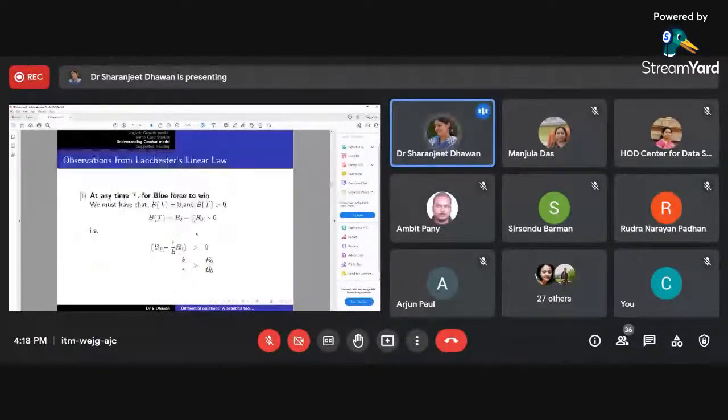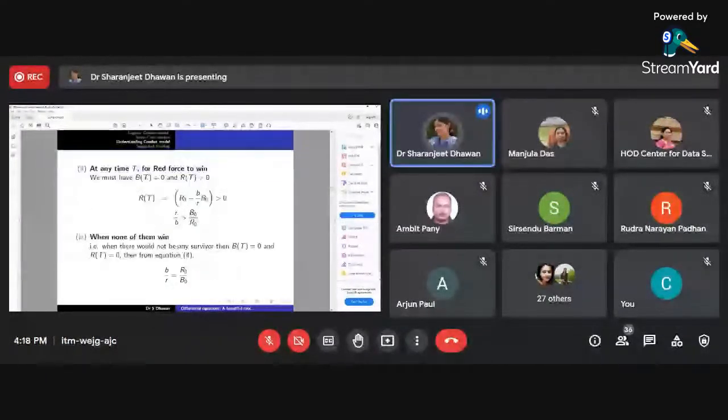So here it is B upon R, and here we are getting R upon B. Thus for any of them to win, whether red army wins or blue army wins, the effectiveness ratio needs to exceed the initial force ratio. This would be the conclusion from these two expressions.